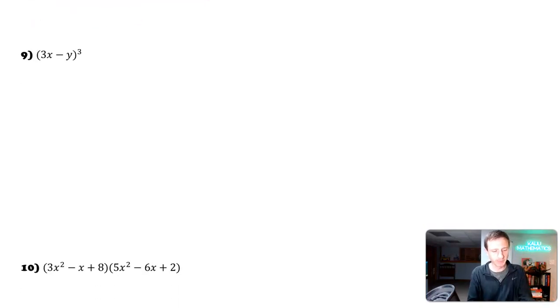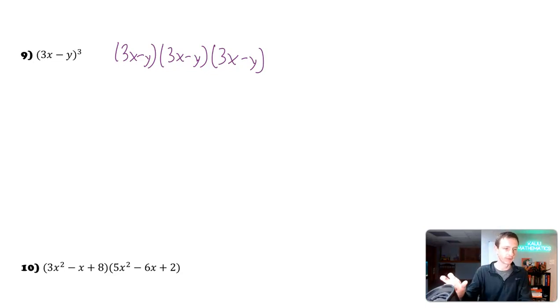Number 9, we have 3x minus y to the third. Same thing that we talked about with to the second. It's just multiplied 3 times. So it's 3x minus y times 3x minus y times 3x minus y. You're just multiplying it out 3 times. I'm going to go through this a little bit quick since we've been doing binomial times a binomial.